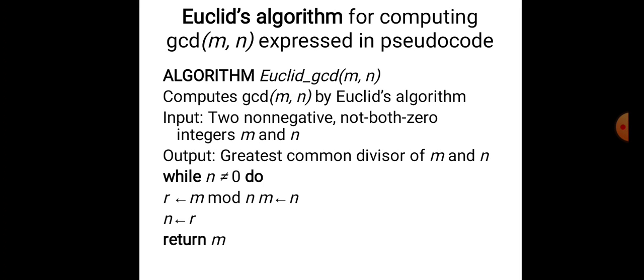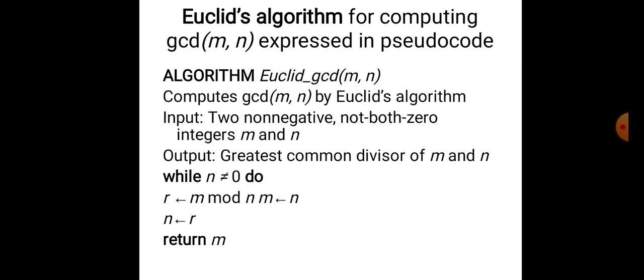Next, we are going to see Euclid's algorithm. Euclid's algorithm is basically the repeated application of the GCD equality: GCD of m, n is GCD of n, m mod n, where m mod n is the remainder of dividing m by n, until m mod n is equal to 0. Since GCD of m, 0 is m, the value of m is the greatest common divisor of the initial m and n.